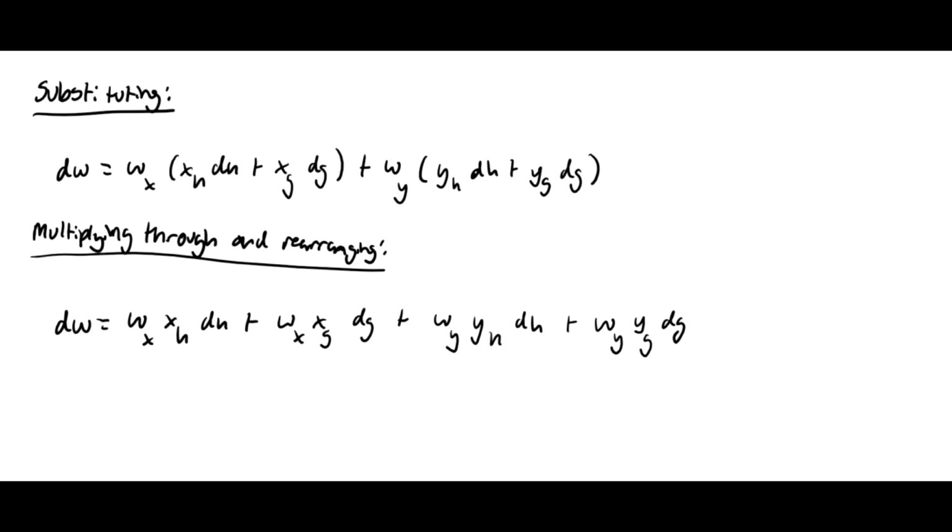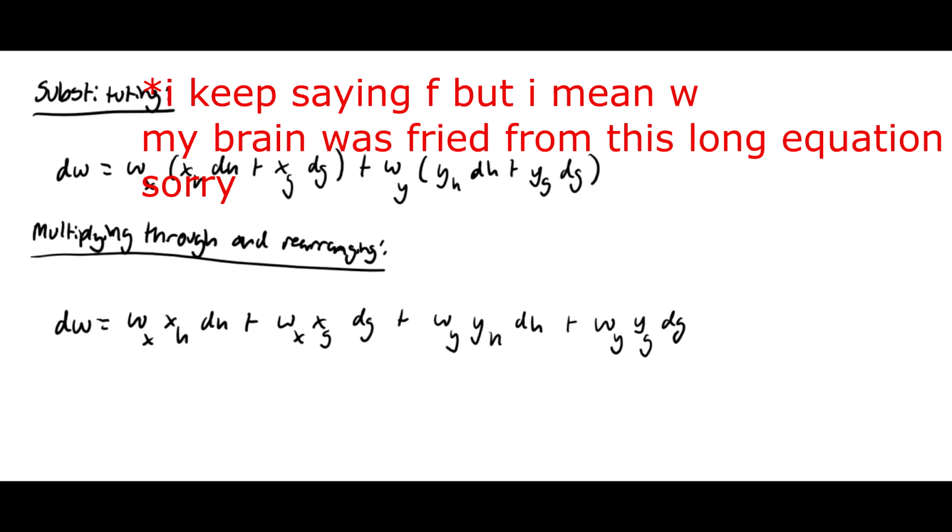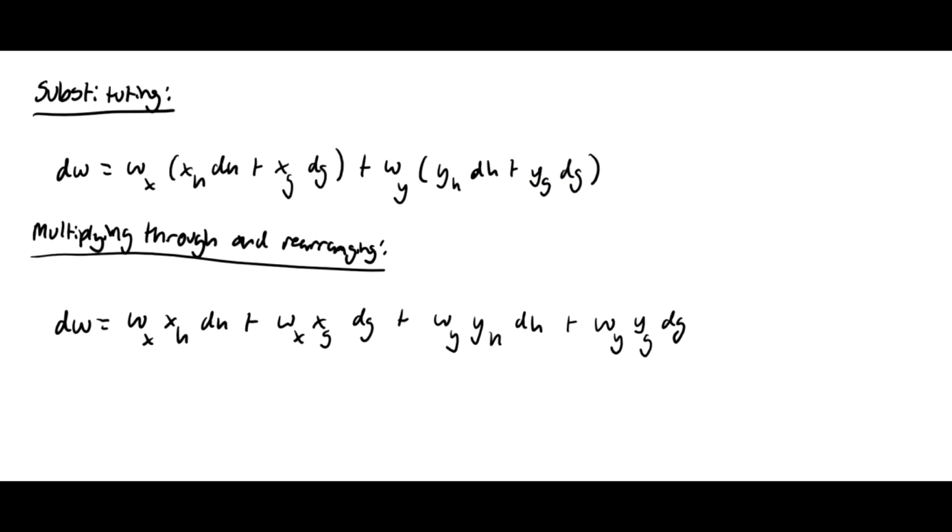Now let's rewrite this so that we can group terms by differentials. This becomes important later. So now we get dw equals partial f over partial x times partial x over partial h dh plus partial f over partial y times partial y over partial h dh plus partial f over partial x times partial x over partial g dg plus partial f over partial y times partial y over partial g dg.